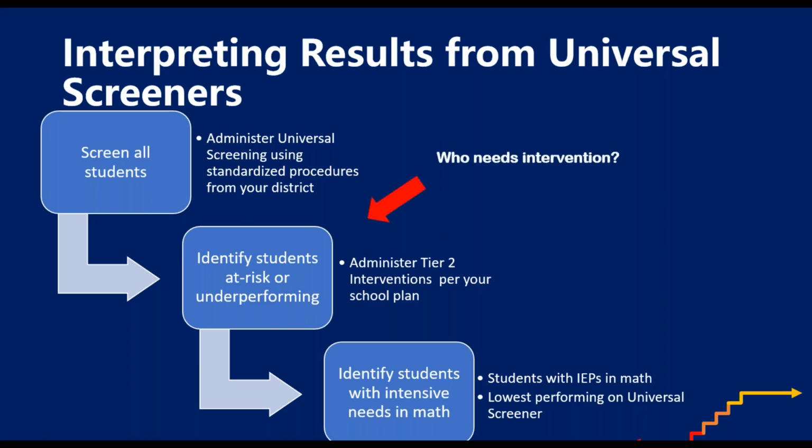When interpreting the results from a universal screener, you can learn which students are at risk or underperforming, who needs intervention, and what degree of intensity of intervention is needed. So, universal screener helps us identify who's at risk for underperforming in mathematics so that we know who has needs that need to be addressed using intensive intervention.